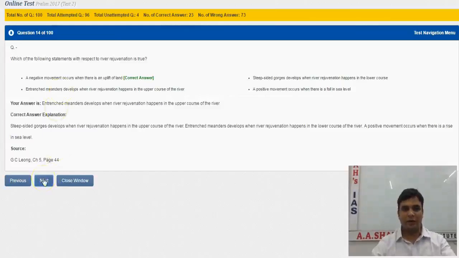Now there's a nice question on river rejuvenation. The correct answer is that a negative movement occurs when there is an uplift of land. When there is river rejuvenation, steep-sided gorges also develop in the upper course of the river. Entrenched meanders develop when river rejuvenation happens in the lower course of the river. A good example of that would be the Jhelum. Although it's in its youthful stage, since it is flowing in its lower course, it is developing an entrenched meander over there.